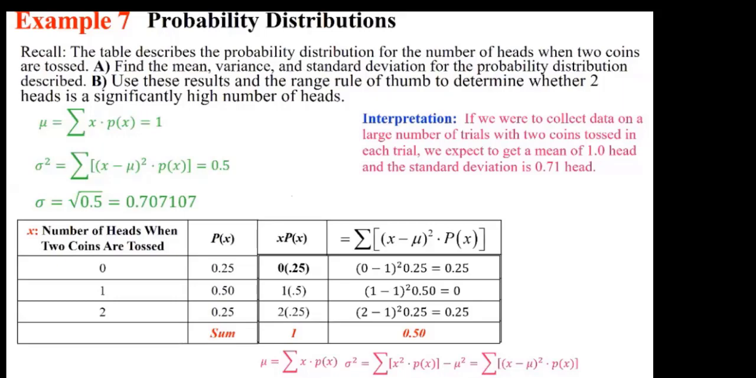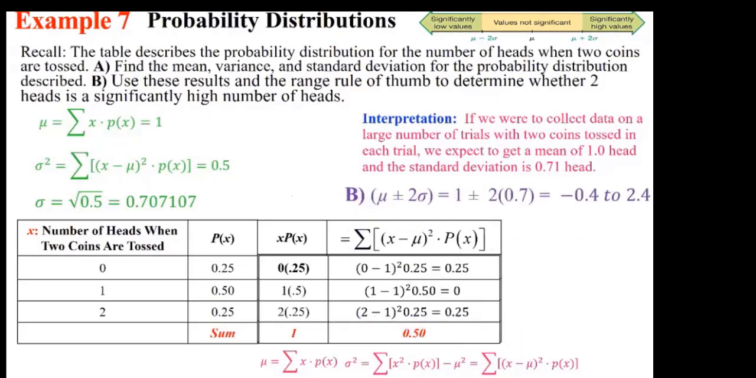And so mu plus minus 2 sigma, that means 1 plus minus 2 times 0.7. According to the range rule of thumb, the numbers are between negative 0.4 to 2.4. So if we use this result, is this significantly high? The answer is no. Why is that? It's because if the value is between negative 0.4 and 2.4, then that means that it's not significant. If it wanted to be significantly high, it would have to be higher than 2.4. Perfect. Look at the numbers. The upper number is 2.4, and since 2 is less than 2.4, we are in good shape.